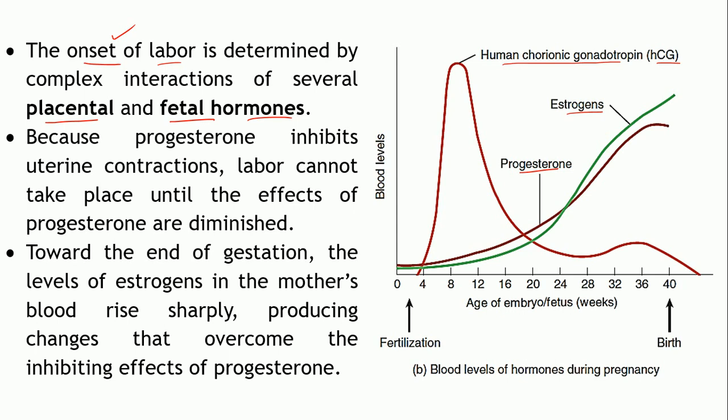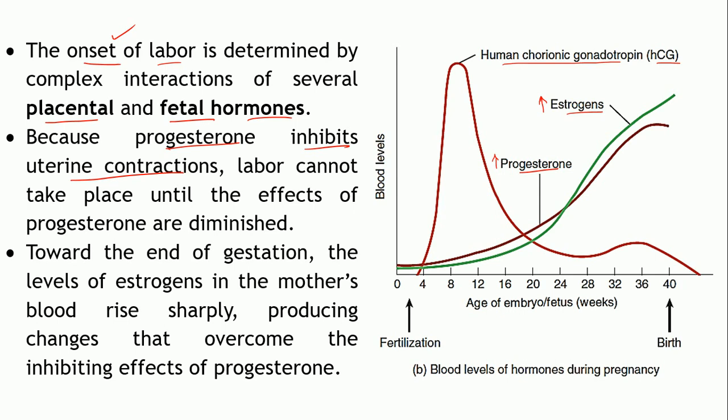Both these hormones help in maintaining the layer, the stratum functionalis, right? The decline of these two hormones will result in the shedding of this layer. So the levels of both these hormones are kept high, going on increasing throughout the pregnancy. They also prevent the contractions of the uterus. High levels of progesterone inhibit the uterine contraction.